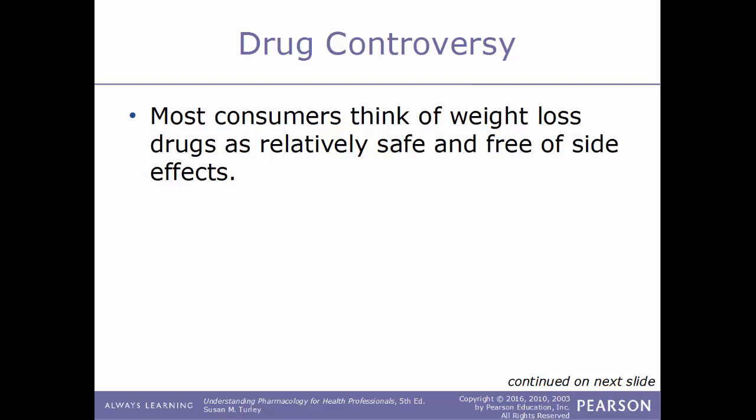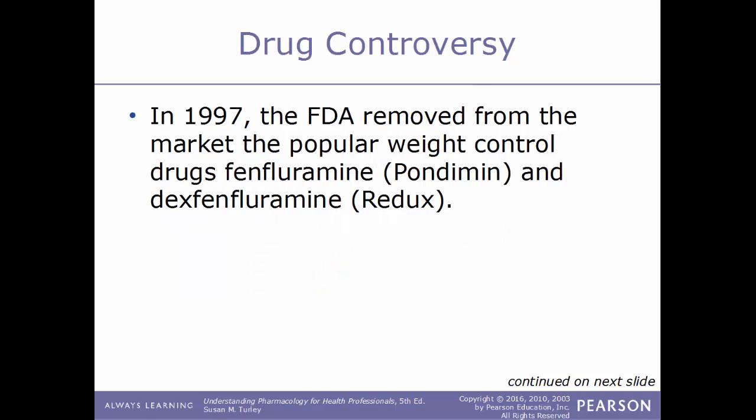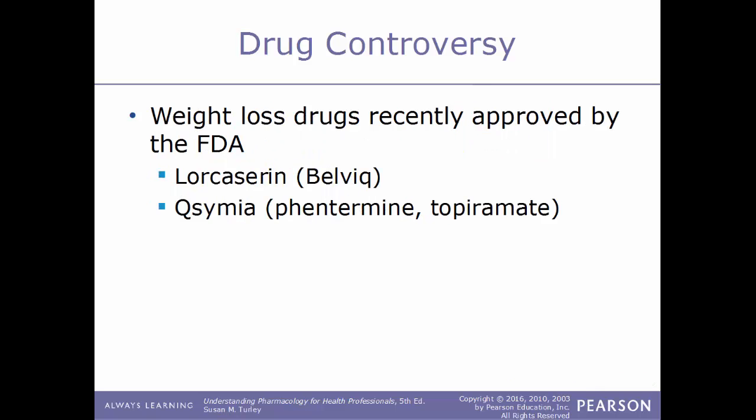Now, most consumers think of weight loss drugs as relatively safe and free of side effects, but that's not always the case. The popular appetite suppressant drugs Accutrim and Dexatrim were taken off of the market because they contained phenylpropanolamine, which is a drug that caused hundreds of hemorrhagic strokes and even some deaths. In 1997, the FDA removed from the market the popular weight control drugs Pondimin and Redux. So the weight loss drugs that have been recently approved by the FDA include Belviq and Qsymia.